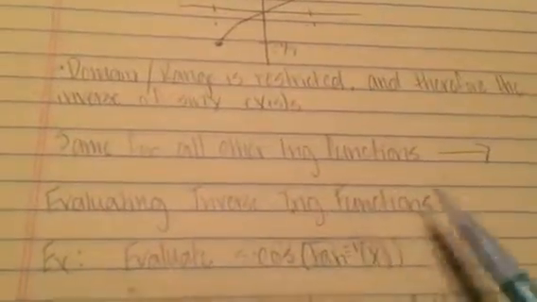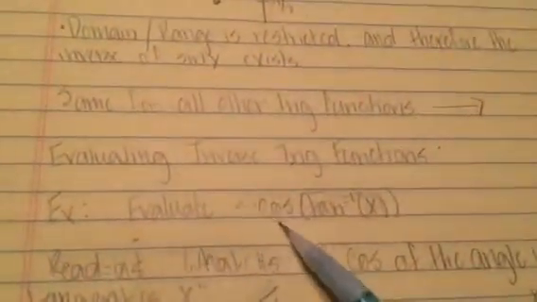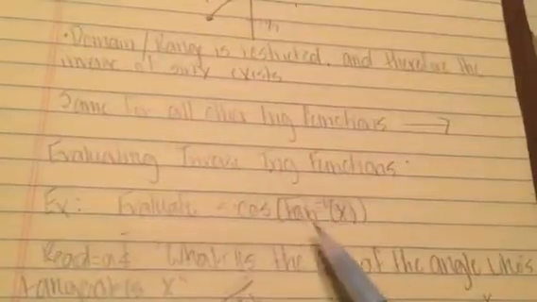Alright, now let's look at evaluating inverse trig functions. Now let's evaluate cosine of the inverse tangent of x. When we read this, and this helps me a lot, we should read it as: what is the cosine of the angle whose tangent is x? So whenever we see an inverse, we think, what angle has a tangent of x? That's how we should read that.